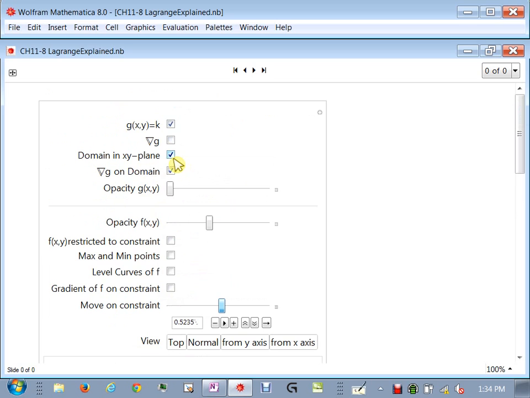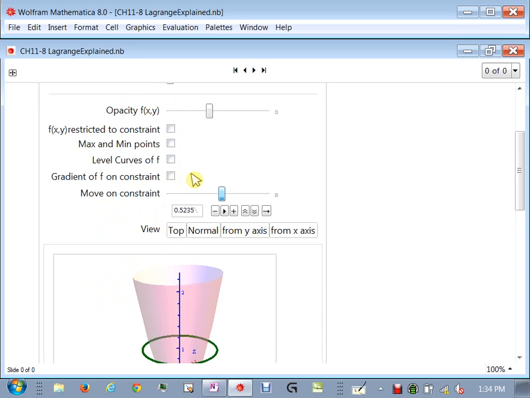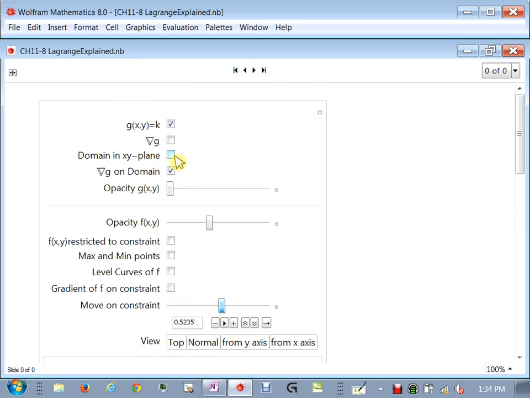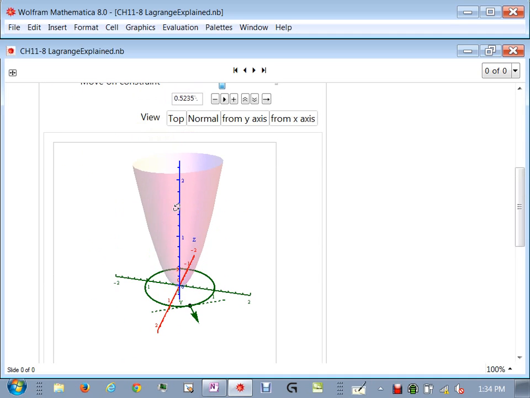In fact, what I think I'll do is I'll take the gradient out. That's what I want. Okay. So what I'm doing is I'm getting that ring that was up there out, and I'm just transposing it down to the XY plane, just so we still see it in our picture, right?